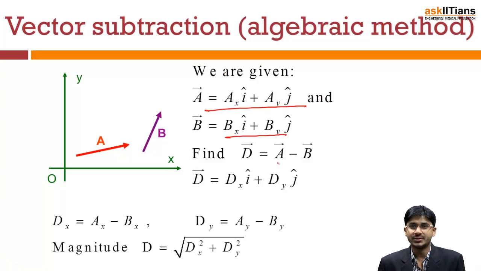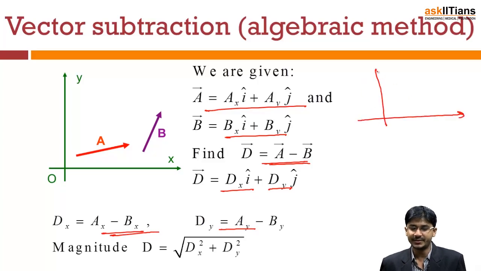Now vector subtraction. How do we do vector subtraction? Now this is vector A that is given to you. Vector B is given to you. If I have to calculate A minus B, we do the same thing. Subtract the x and y components, and we get the value.